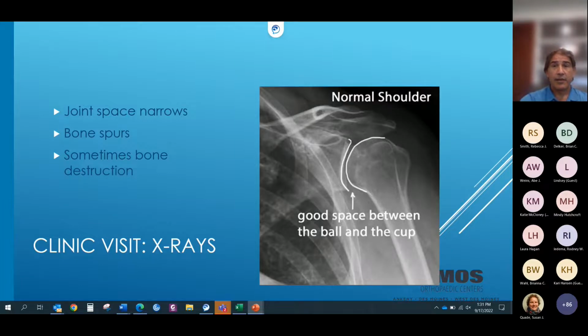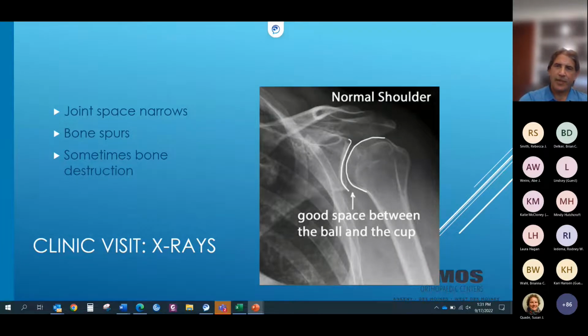In the clinic visit, we will get a series of x-rays, usually an AP like this, where we can see the joint space well. It's got to be angled a little bit. We also get a scapular Y, which is coming from the side, and we can see if there's any instability, and we can also see what kind of acromion they have. So sometimes a big hooked acromion can cause a rotator cuff tear.